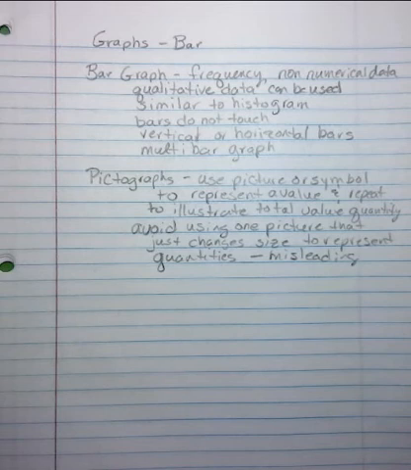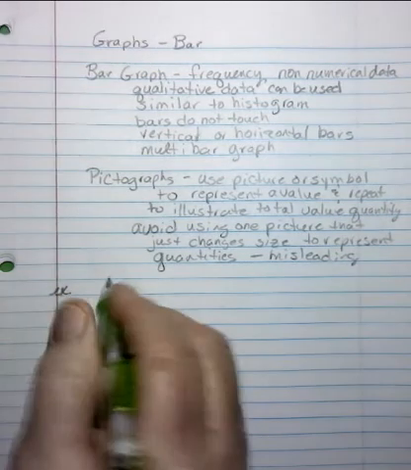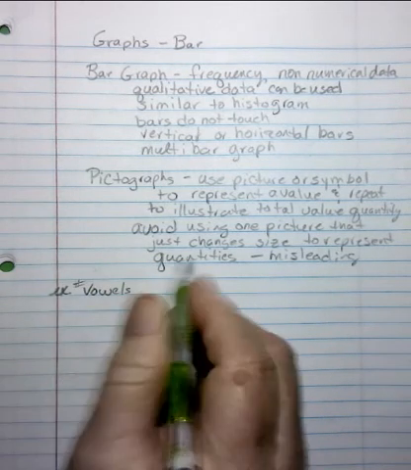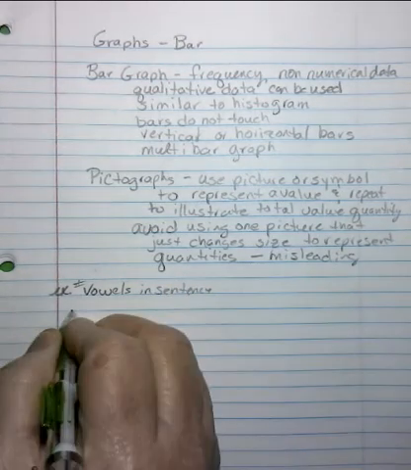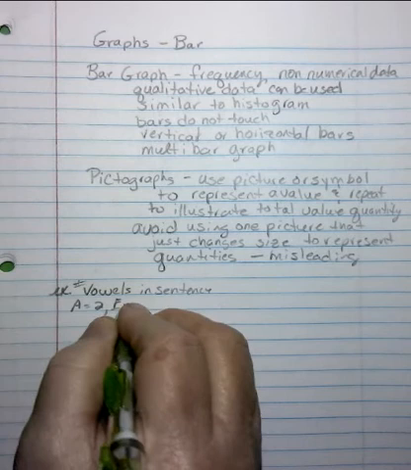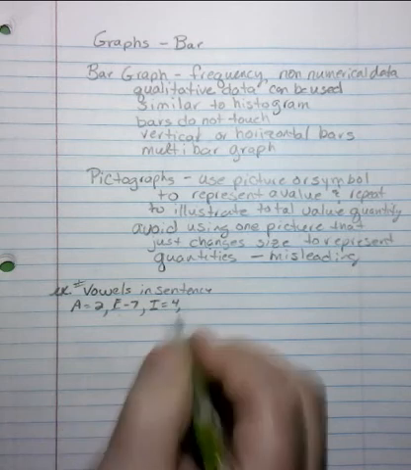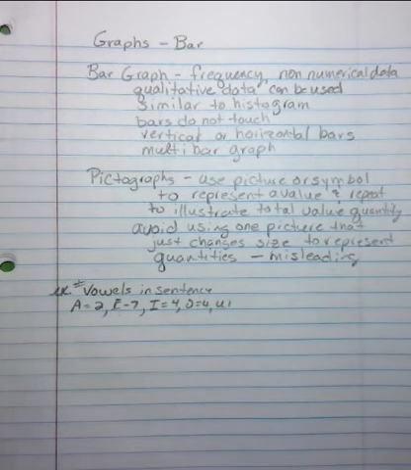So let's make a couple of graphs and just review how to go through doing this. I have some data here for you. This represents the number of vowels in a sentence. For the A vowel, we counted it occurring twice. The E occurred 7 times. The I occurred 4 times. The O occurred 4 times. And the U occurred once. And so we're going to create a bar graph to represent that information.